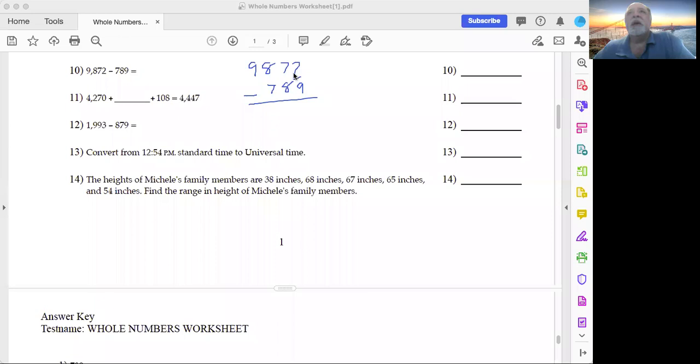9872 minus 789. 2 minus 9, can't do that, but 12 minus 9, we can do that. This becomes 6, right? So 12 minus 9, that's going to be 3. 6 minus 8, can't do that, but you can do 16 minus 8, and this becomes 7. That becomes 8. And that becomes 0, and this becomes 9.